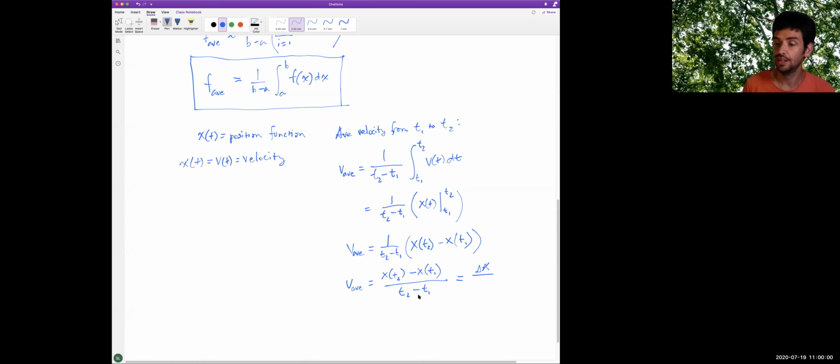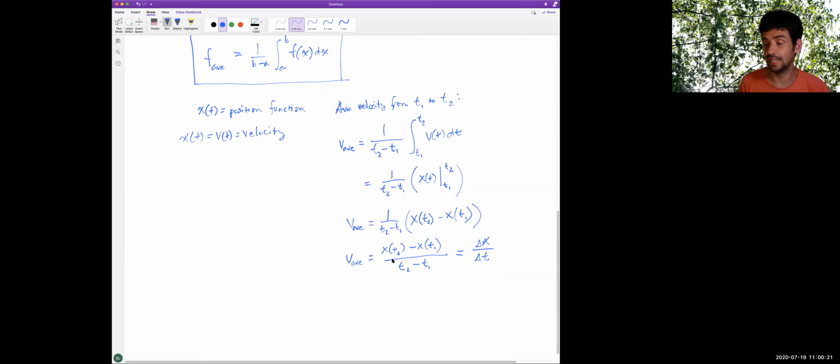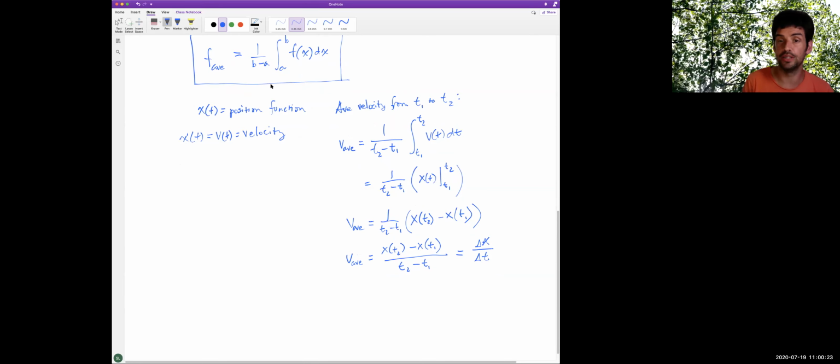t2 minus t1 is what time was it at the end minus the time at the beginning? How much time has passed? The average velocity is just our change in position divided by the change in time. And that's just the definition of average velocity. And so this formula we came up with works perfectly in this case. You also might recognize this as the slope of the line between 2 points.